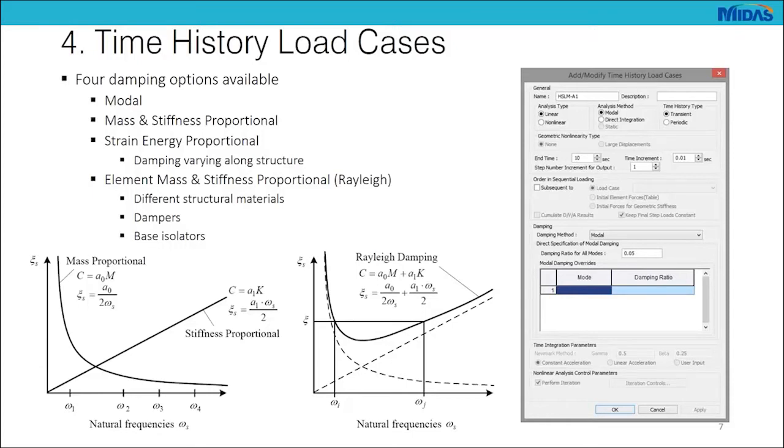And when we have more complex structures, or when we have different structural materials, each of them with different damping properties, or when we include dampers or base isolators in the structure, we can use strain energy proportional damping, and also what's called Rayleigh damping, or element mass and stiffness proportional.